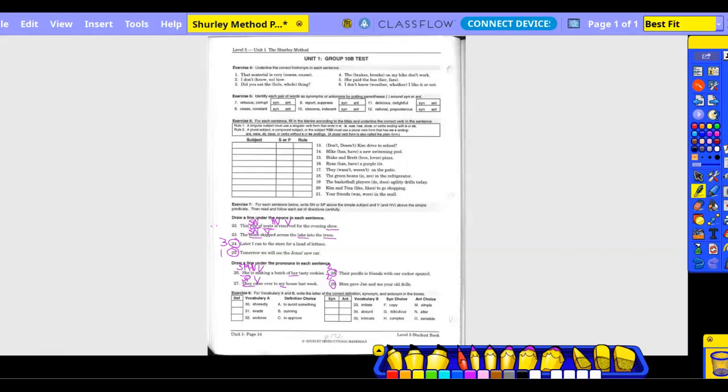All right. Okay. For vocabulary A and B, write the letter of the correct definition, synonym, and antonym in the boxes. So, shrewdly. What does shrewdly mean? Cunning, right? Okay. And then you're going to either put A or C on 31 or 32, right? Those are homework for you guys. And then you're either going to write A or C on it. Okay.